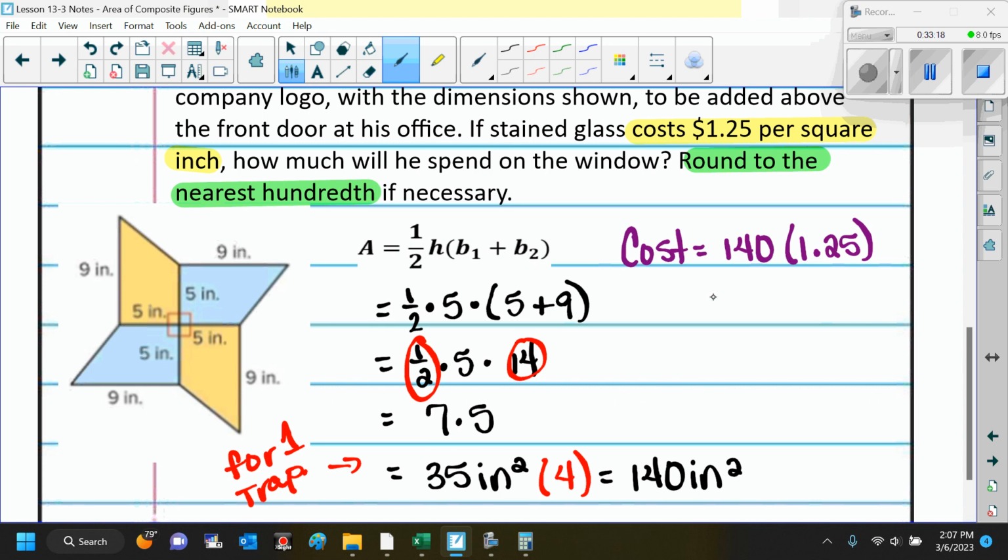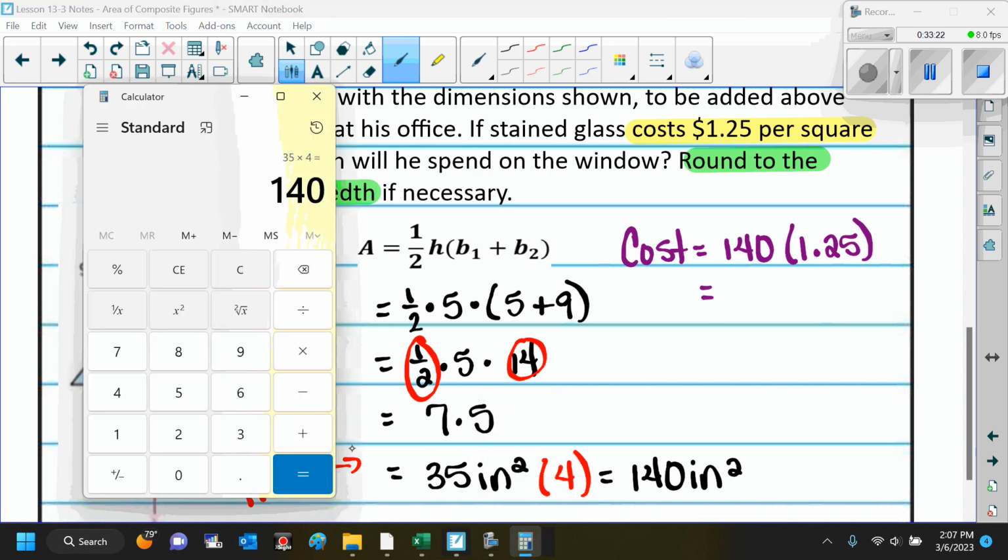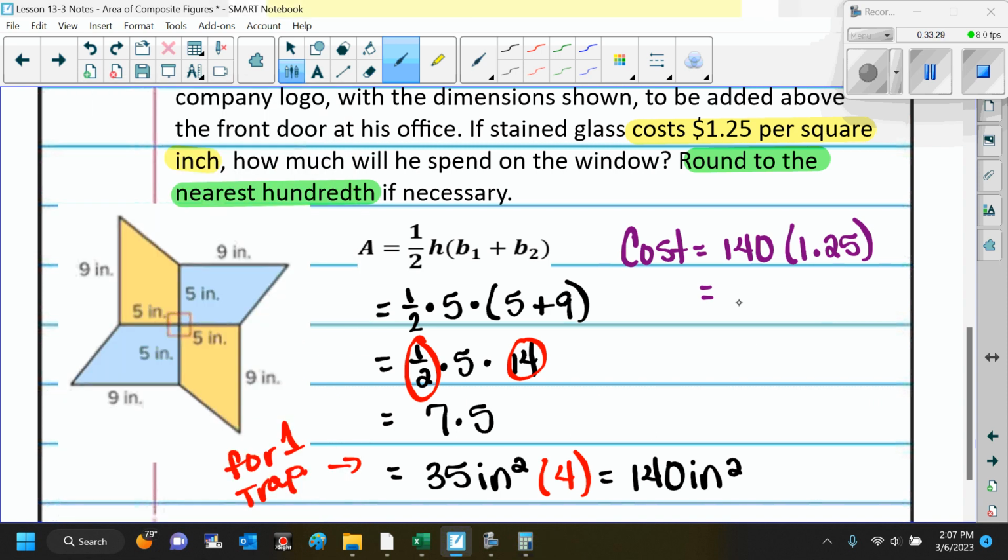So now we just multiply those. So that's 140 times $1.25, and that's going to give us $175. And look at that, we didn't even have to round it to the nearest hundredth because it came out even. All right, so now that is the end of the lecture.